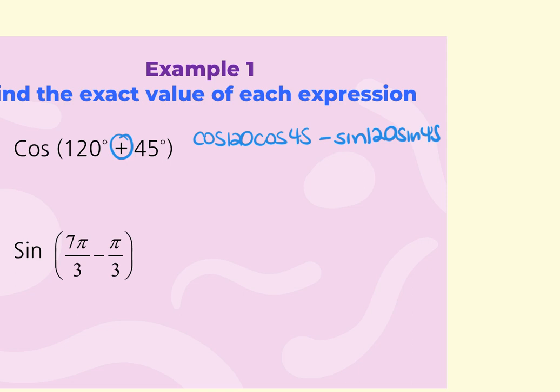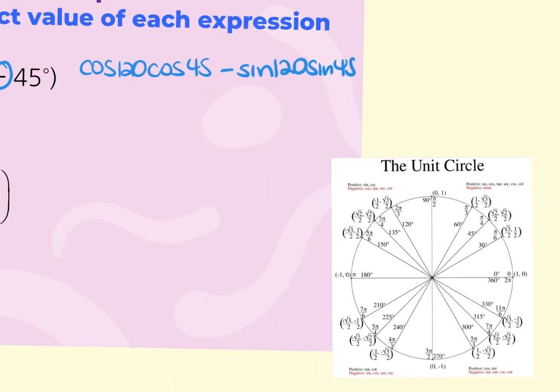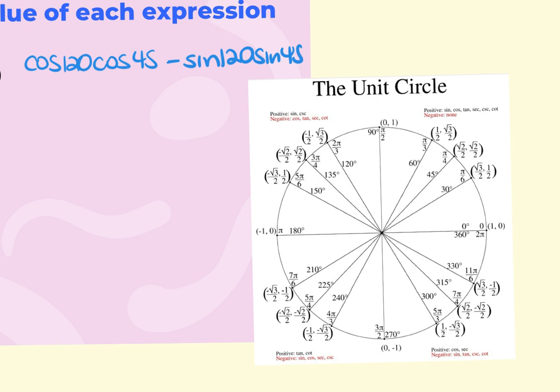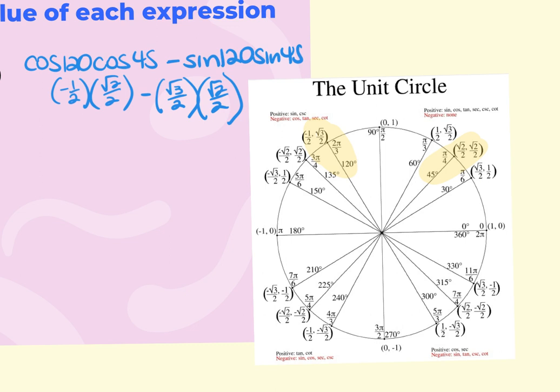Can we use the calculator? No, but you'll have your unit circle. Is 120 on your unit circle? I'm going to find 120 and 45 on my unit circle because I'm going to use both those angles. Hopefully we know 45, but 120 is here and 45 is here. So the cosine at 120 is negative 1/2. The cosine at 45 is root 2 over 2. Minus the sine at 120, root 3 over 2. The sine at 45, root 2 over 2. With me so far?